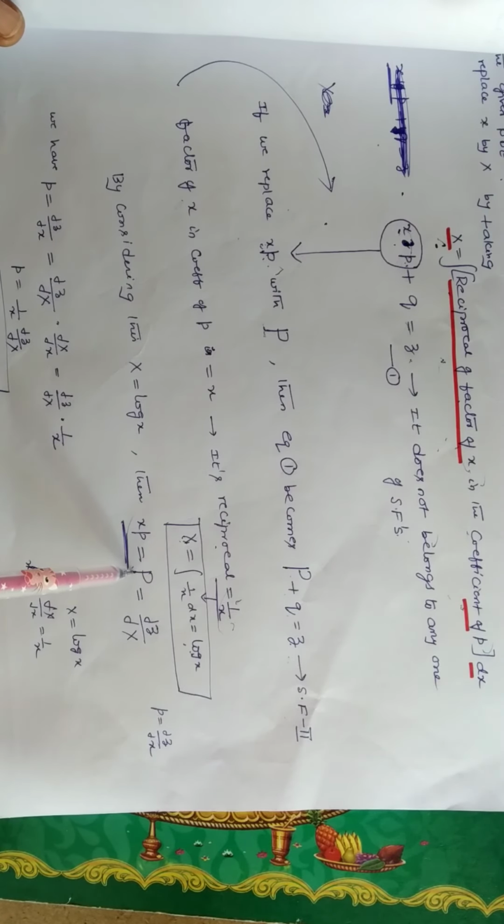What is the capital P? In small p we replace small x by capital X. We write small z as usual. Why? Because we do not change the variable small z. How does it happen? Generally small p is nothing but dou small z by dou small x. By chain rule we can write it as dou small z by dou capital X into dou capital X by dou small x. From this, dou capital X by dou small x is equal to 1 by x.